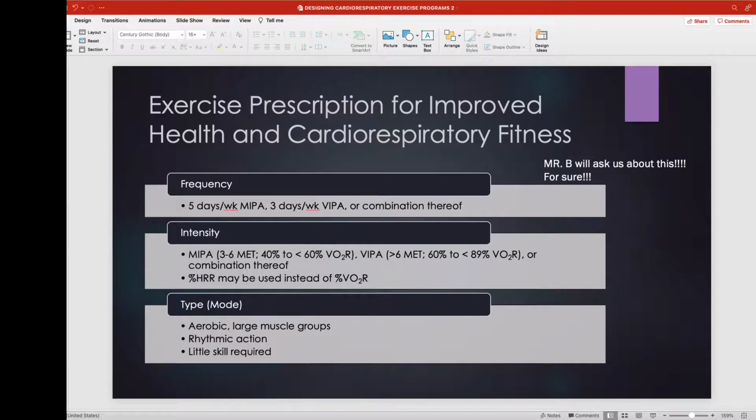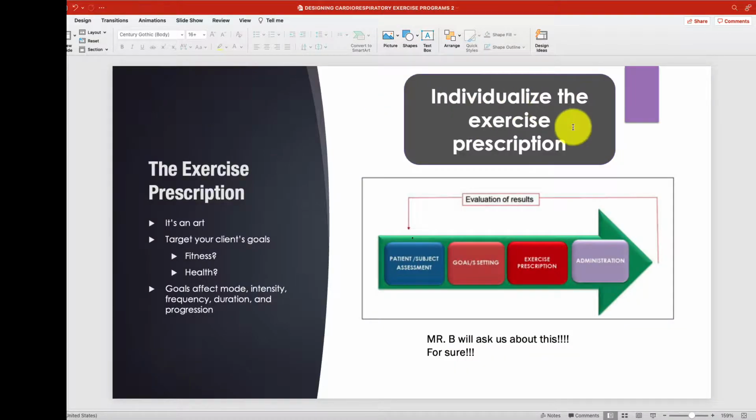And then we can talk about the mode or the type of activity that we're going to do. Since we're doing cardiorespiratory fitness, this is aerobic training, large muscle groups, rhythmic action, little skill required. And we're going to talk more about how we figure out somebody's skill set in a moment, because again, we have to individualize the exercise prescription.